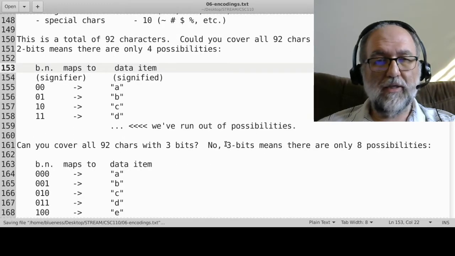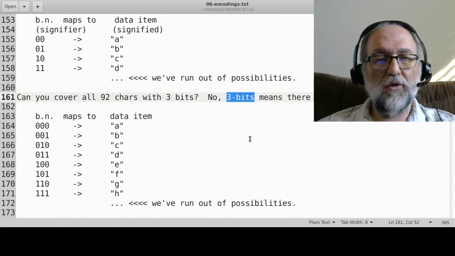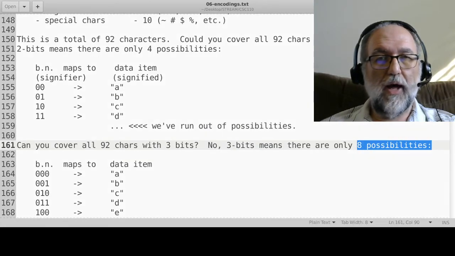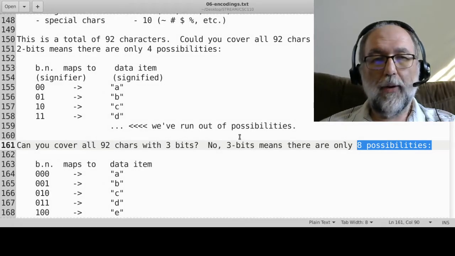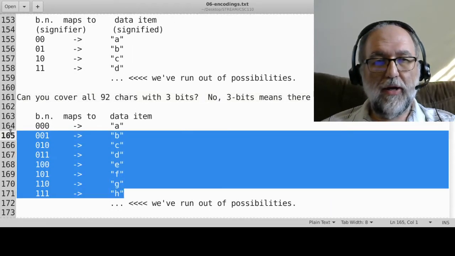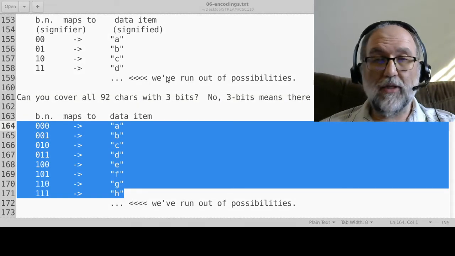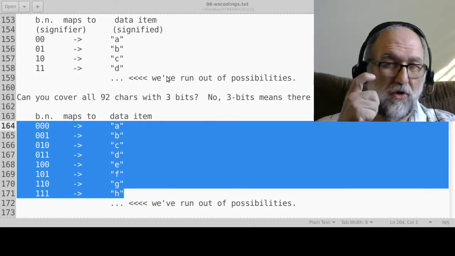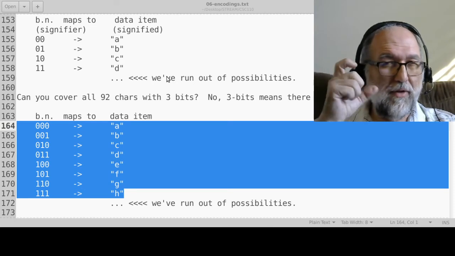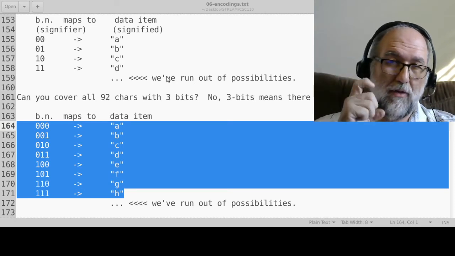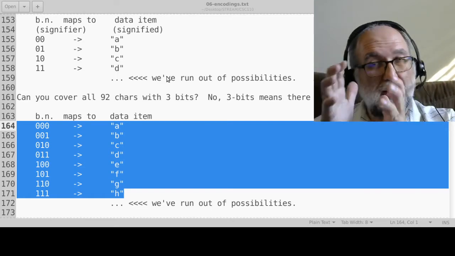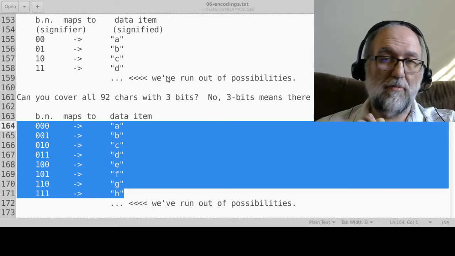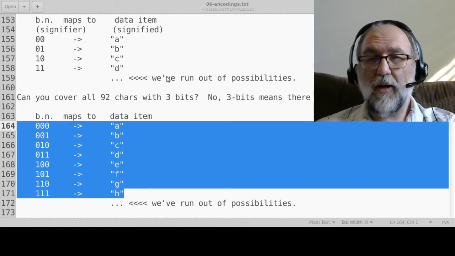Let me try to do it with 3 bits. But if you try to do it with 3 bits, it turns out that you have only 8 possibilities. And you say, well, how does 8 possibilities come out of 3? Here's why. Here's the dictionary. With 3 bits, your first bit can be either a 0 or 1, your second bit can be either a 0 or 1, and your third bit can be either a 0 or 1. So there's 2 possibilities for the first one, multiplied by 2 possibilities for the second one, multiplied by 2 possibilities for the third one, for a total of 8 possibilities.